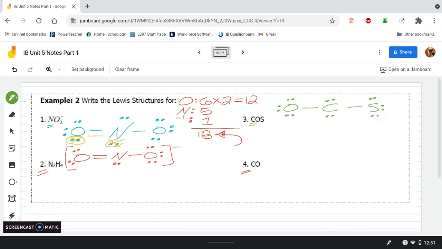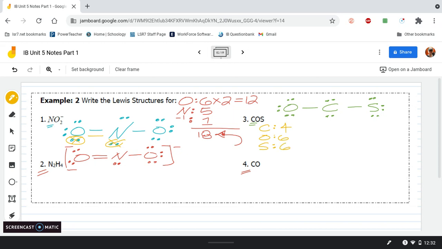And let's go ahead and figure out the target number. So what's the target number here? Let's kind of figure that out. Switch colors real quick. The carbon is going to give us 4. It's in column 4A. You can look that up on your periodic table. So it's in column 4. On the oxygen, you guys are maybe starting to figure this out. It gives us 6. And the sulfur also gives us 6.